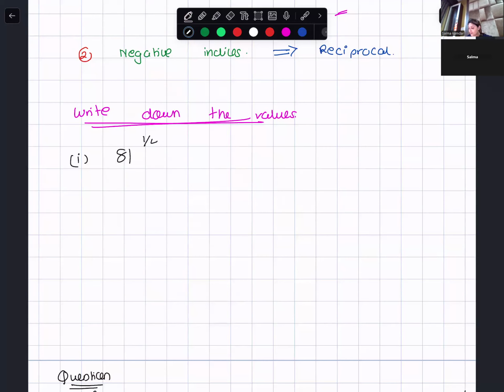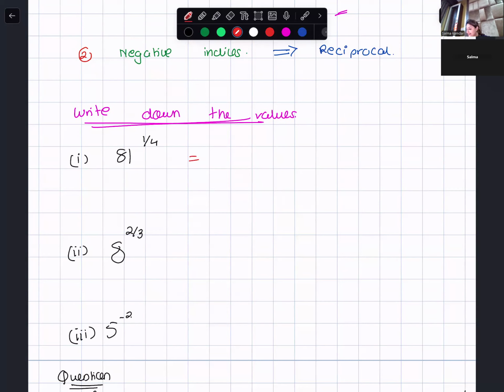81 raised to 1 by 4. Base 8 to the power 2 upon 3. And the third one is 5 to the power minus 2. We have to write down the values of these. To solve using indices, you have to reduce the base to make it simpler.